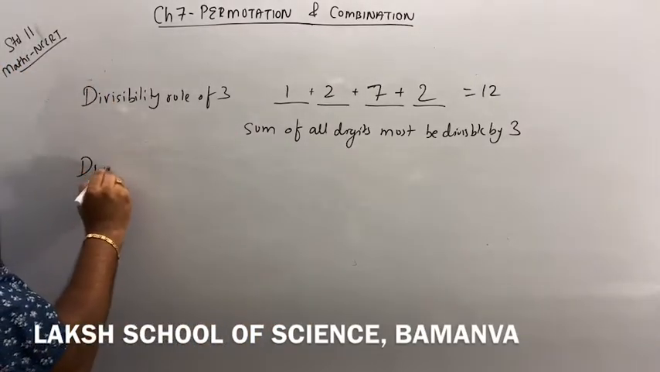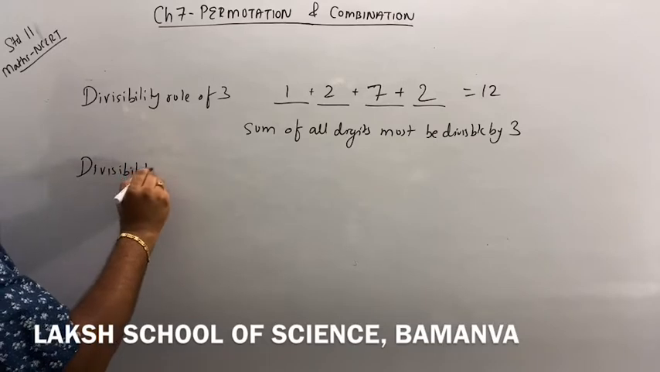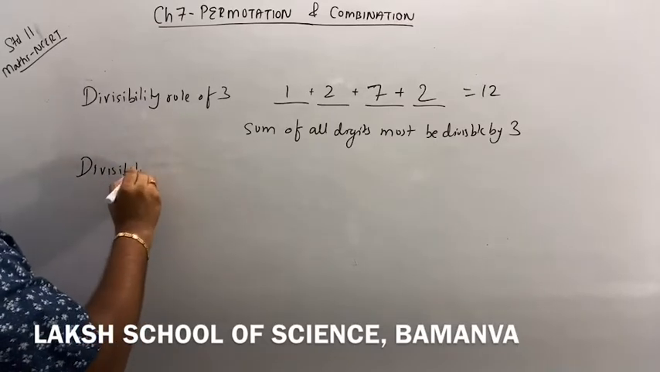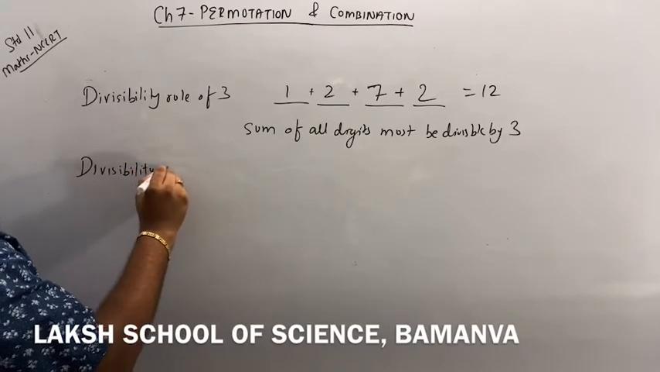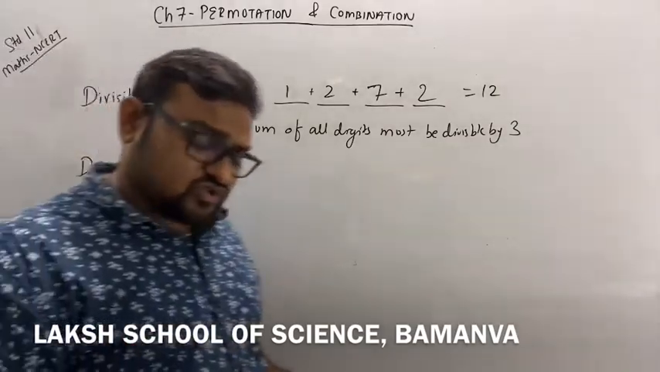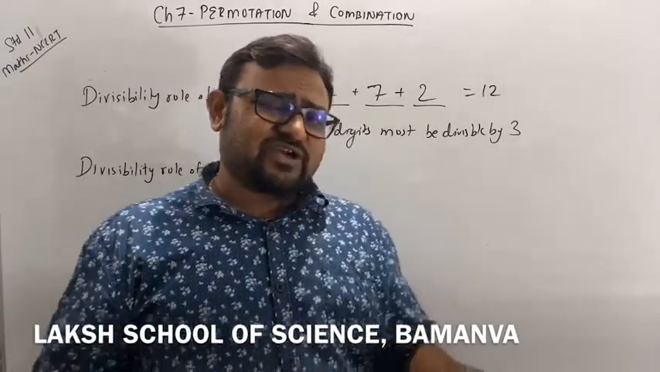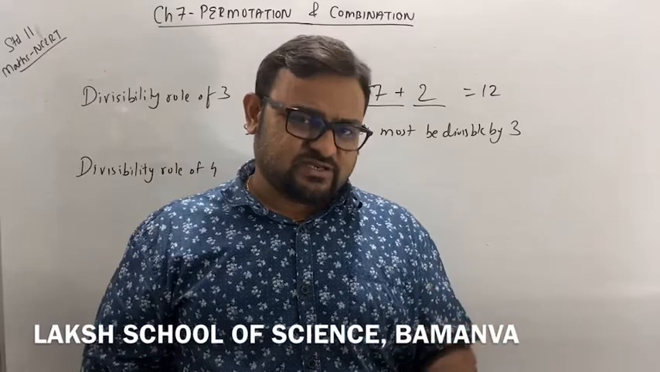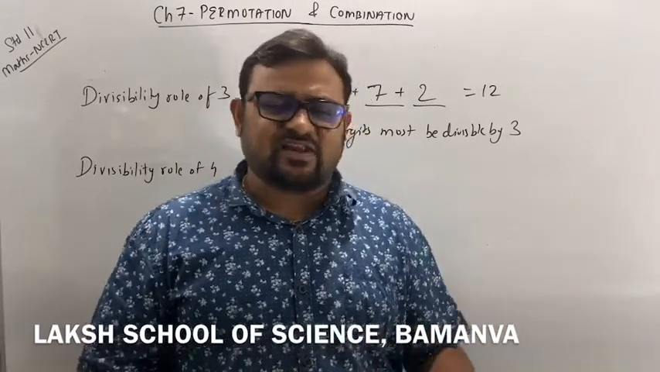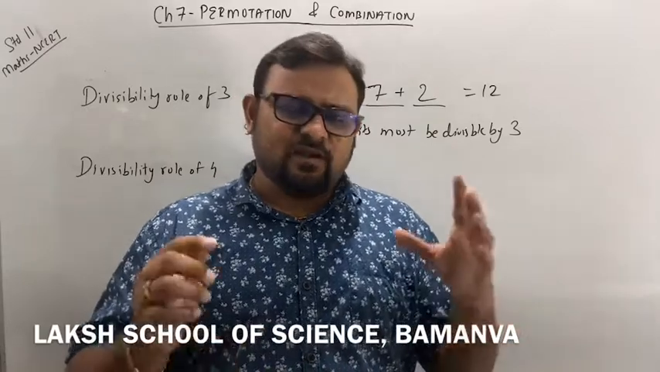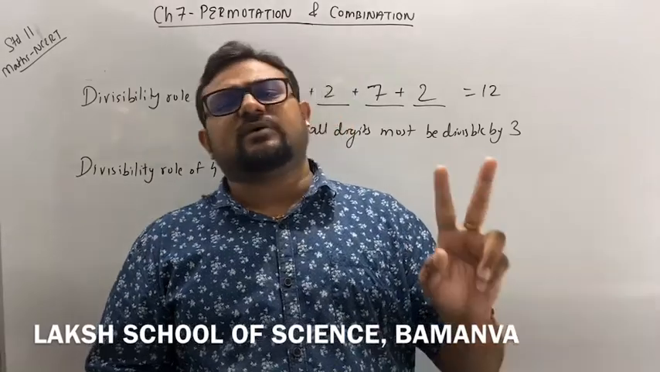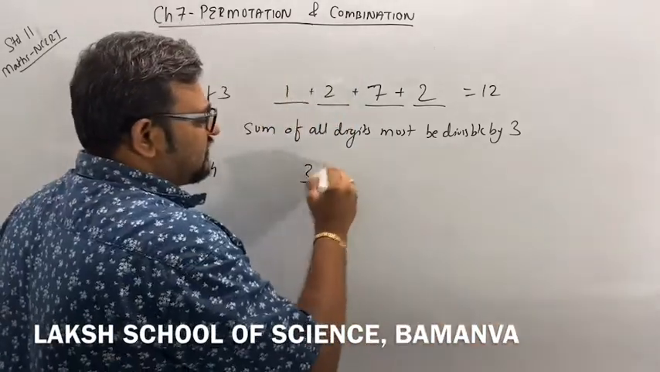Next is the divisibility rule of 4. So, in lower standard, you might have studied that the last 2 digits, whether it is a 4-digit, 5-digit, 10-digit, 15-digit, whatever higher number it is, the last 2 digits must be divisible by 4, like 346.